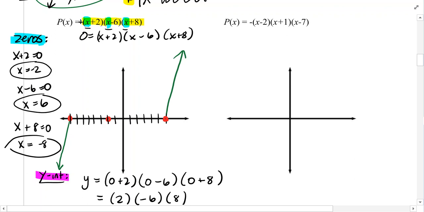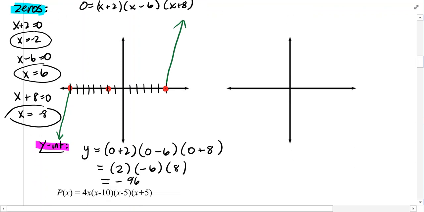Okay, there's my down, up, and there's my zeros. Now, I do know negative 96. I'm just going to place it here towards the bottom and write a negative 96 on it. I should also probably label these, so I'm going to go through here.